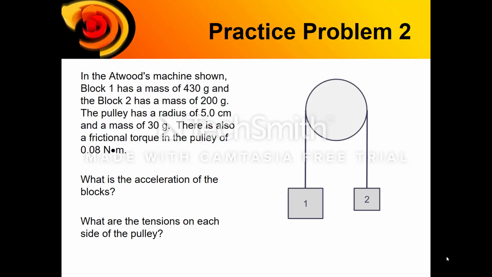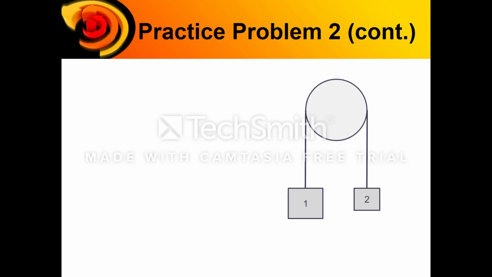So again, I want to walk through this with you, giving you another opportunity to see the steps that need to be made so you are ready for this when it comes to the test that's coming up. So we've got the Atwood machine. Block 1 has 430 grams, block 2 has 200 grams. I'm going to switch to the next slide so I've got enough room to start drawing and doing my equations.